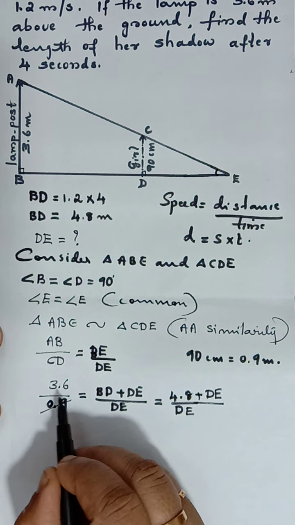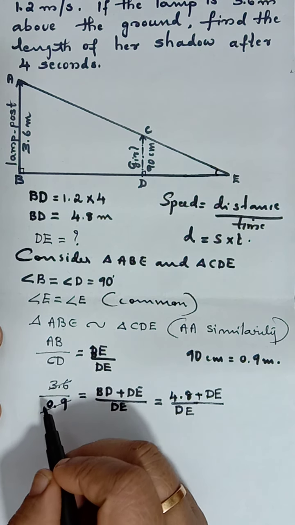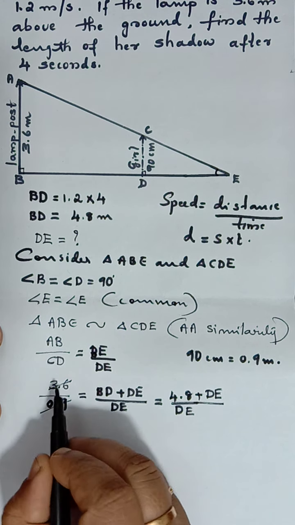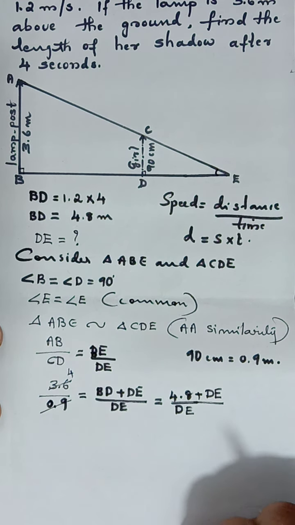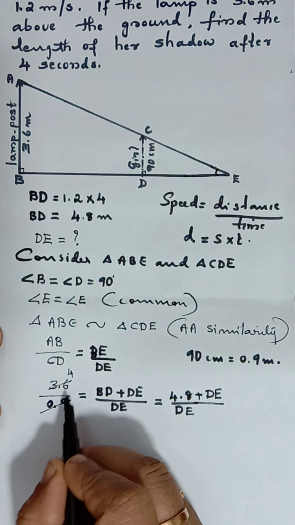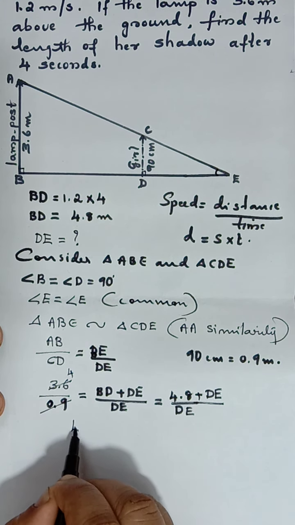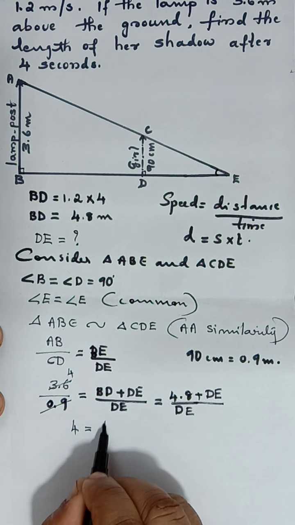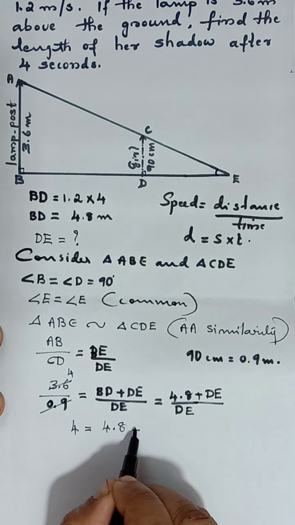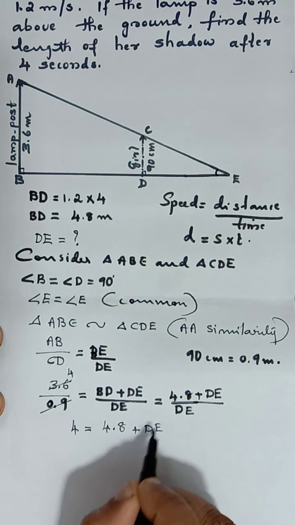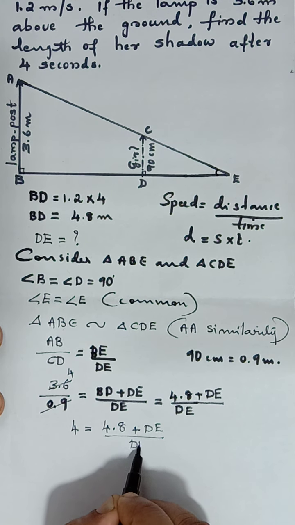Again, if we cancel this, how many times will we get? We have to get it as 4 times. 0.9 into 4 is equal to 3.6. So that is 4 is equal to, we will write it as (4.8 plus DE) divided by DE.